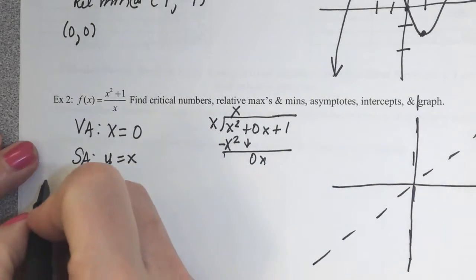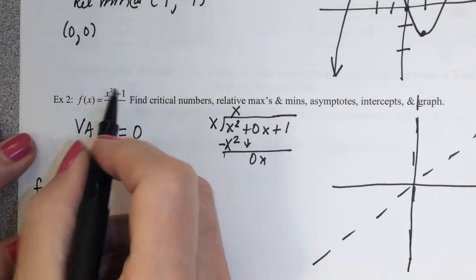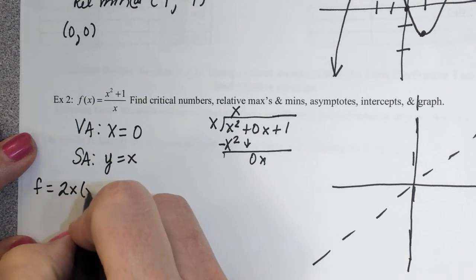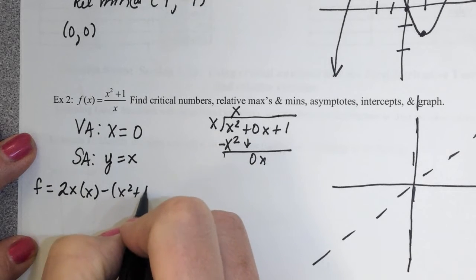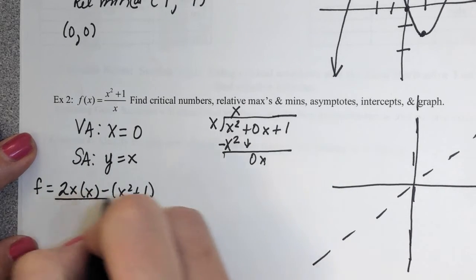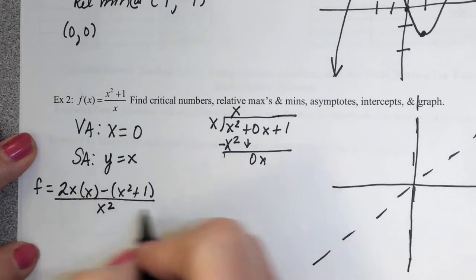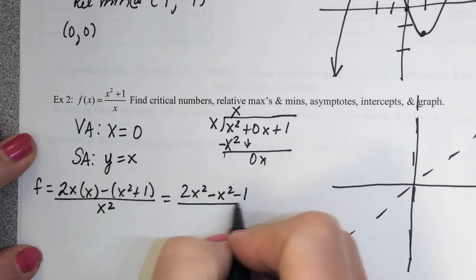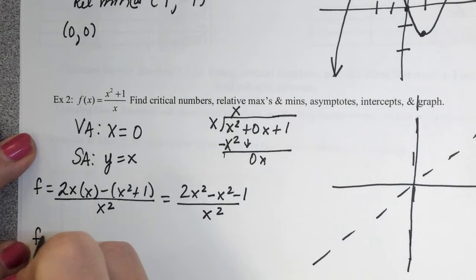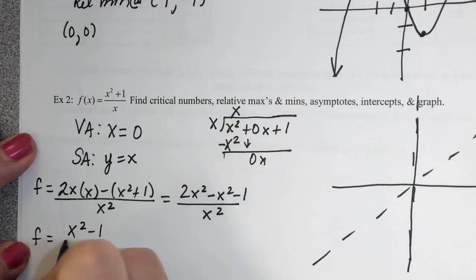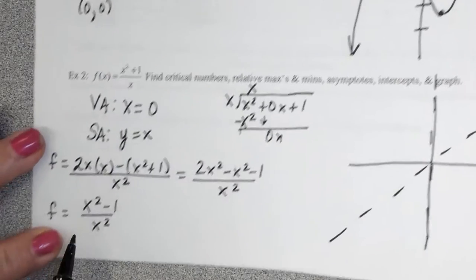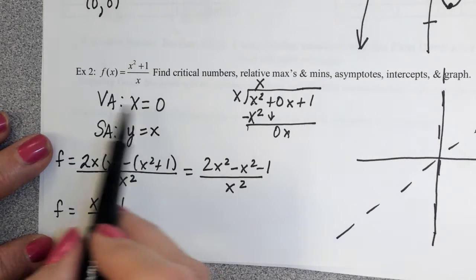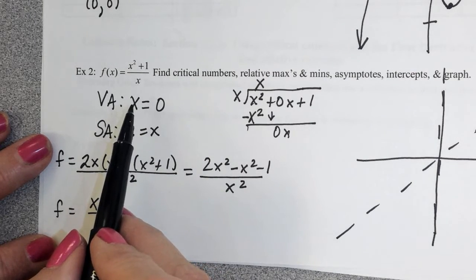All right, so now I'm going to go ahead and find my derivative. So I have to use the quotient rule. F prime: derivative of the top, 2x, times the bottom, minus the top times the derivative of the bottom, which is 1, all over the denominator squared. That's going to give me 2x squared minus x squared minus 1 all over x squared. And that's going to give me x squared minus 1 over x squared. So my critical numbers are going to be whatever makes this undefined, 0. But that's already a vertical asymptote, so it can't be a critical number.